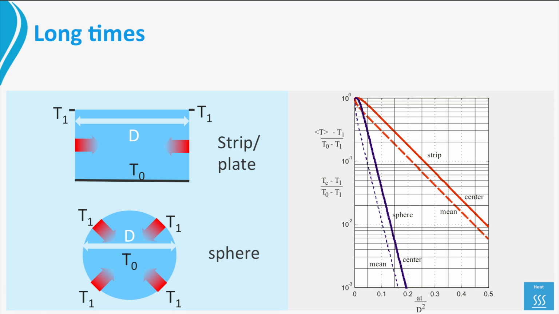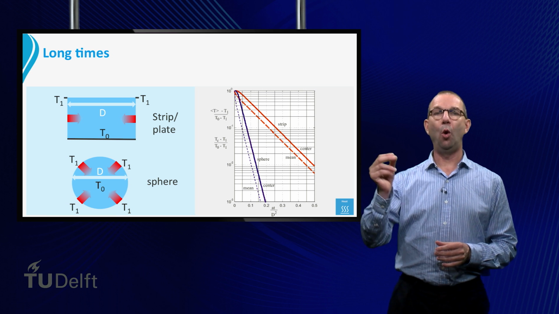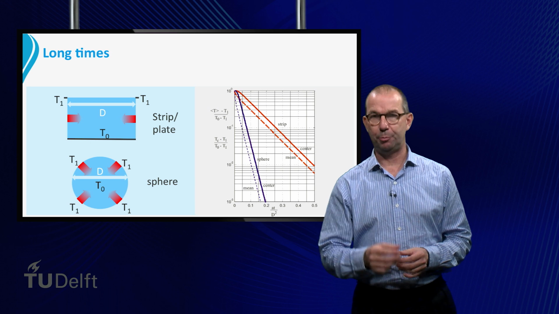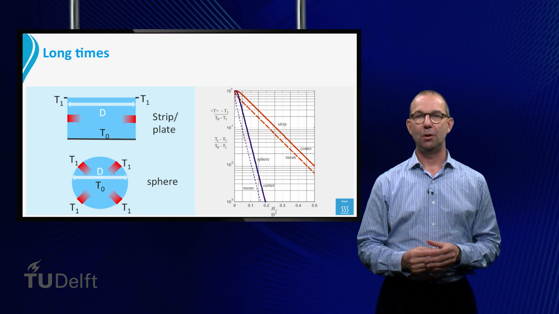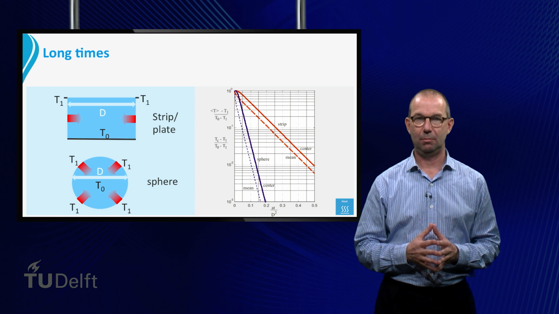The horizontal axis is time made dimensionless. It's actually the Fourier number, alpha times t divided by d squared. The vertical axis shows the mean or center temperature with respect to the wall temperature made dimensionless by the original temperature difference T1 minus T0. Note that the vertical axis uses a logarithmic scale. This graph gives the solution for all times, but obviously for short times the precision of reading the graph is rather poor. You better do the short time analysis with the penetration theory to get accurate answers.